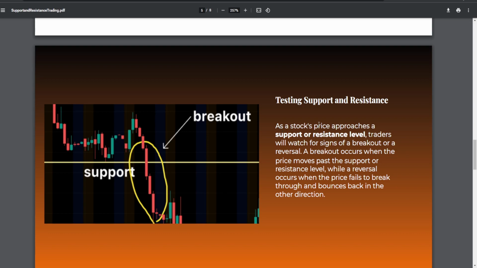As the stock price approaches a support or resistance level, traders will watch for a sign of a breakout or a reversal. So what this is right here, where my mouse is, this is a reversal. And this right here, this is a breakout. A breakout occurs when the price moves past the support or resistance level, while a reversal occurs when the price bounces off of that level. So this is a bounce, and this is obviously a breakthrough. This is a breakout. This is a reversal.